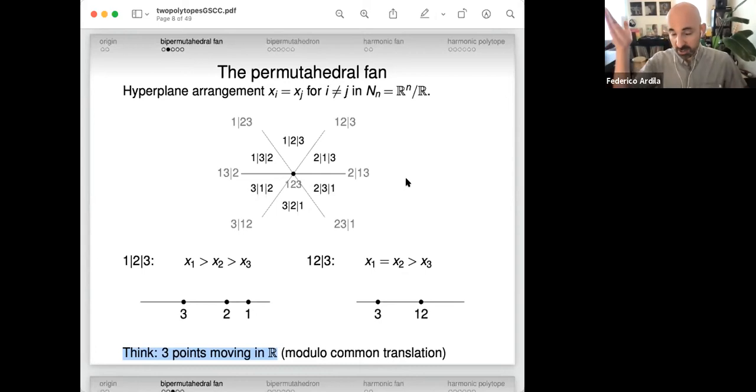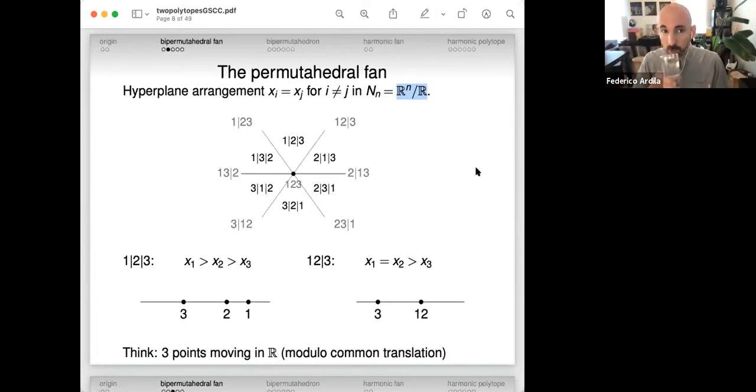When I say that I'm quotienting by R, that I'm doing everything mod R, what that means is that I'm considering 3 points moving in R modulo common translation. If I look at 3 points and consider that one configuration, and I move all of them at the same time with the same speed and at the same distances, then I think of that as the same configuration. So I'm thinking of R^n mod R as the set of n-tuples of points moving around a line, modulo the fact that global translation is not really going to do anything. That's how I want to think about this permutahedral fan.